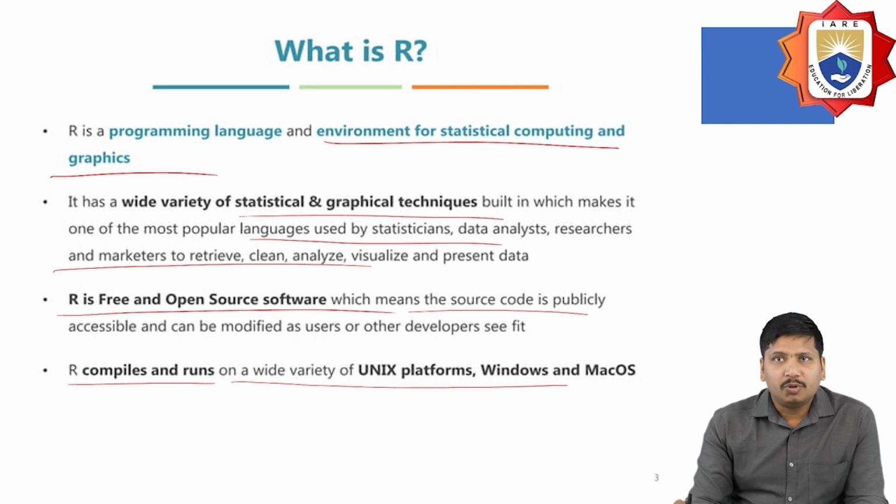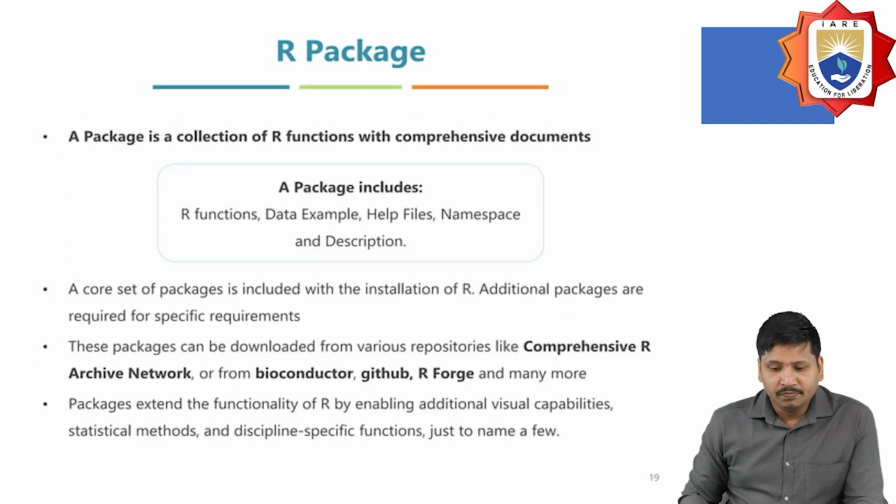Okay, so R is a programming language and environment for statistical computing and graphics. It has a wide variety of statistical and graphical techniques, which makes it one of the most popular languages used by statisticians, data analysts, researchers, and marketers to retrieve, clean, analyze, visualize, and present the data. R is free and open source software, which means the source code is publicly accessible, and it compiles and runs on a variety of platforms as well.